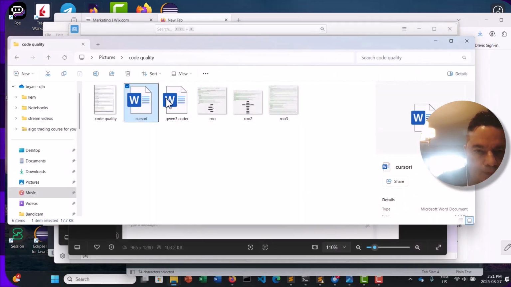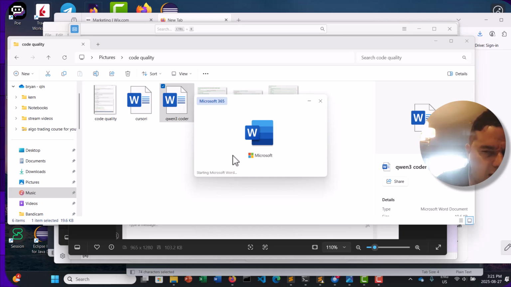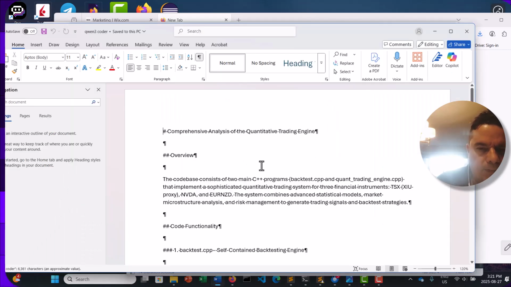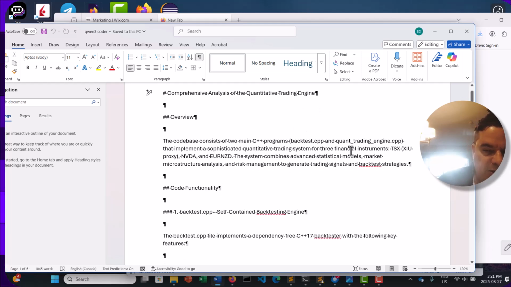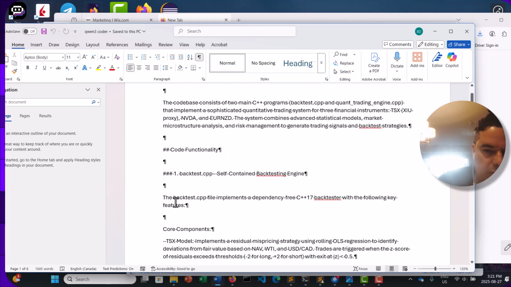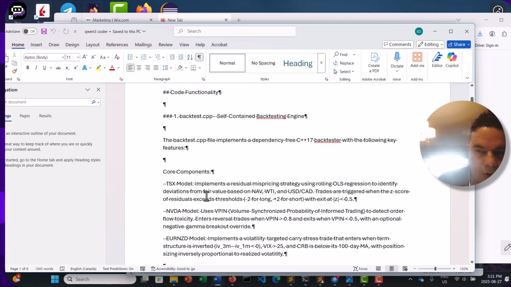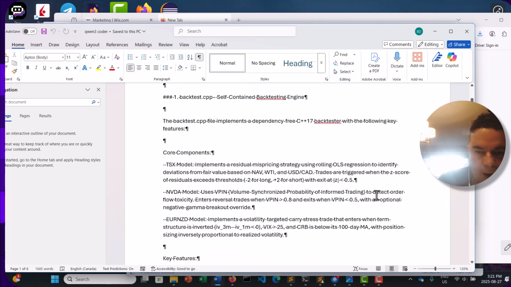Next one. Let's see what Qwen 3 Coder came up with. Okay, so comprehensive analysis of quantitative trading engine, two main C++ programs, backtesting, quant trading, implementing three financial instruments, TSX, Nvidia, and Euro. I don't think we need to go through this modeling, but because it's a different AI, it's going to use different models to hopefully achieve the same goal.